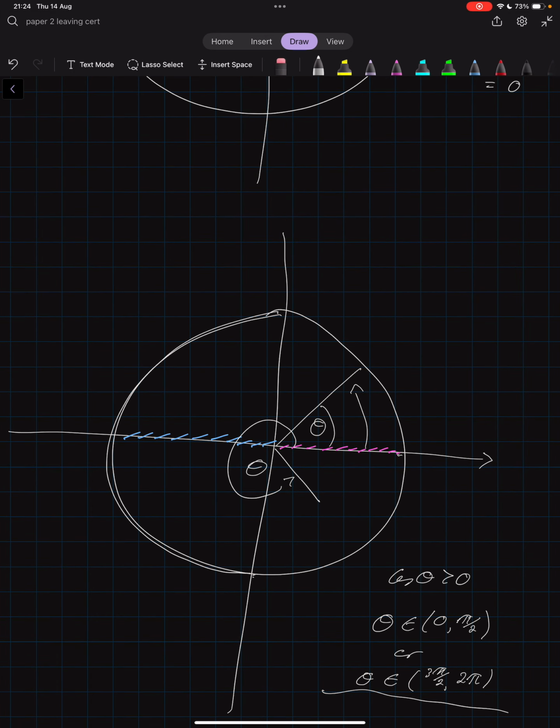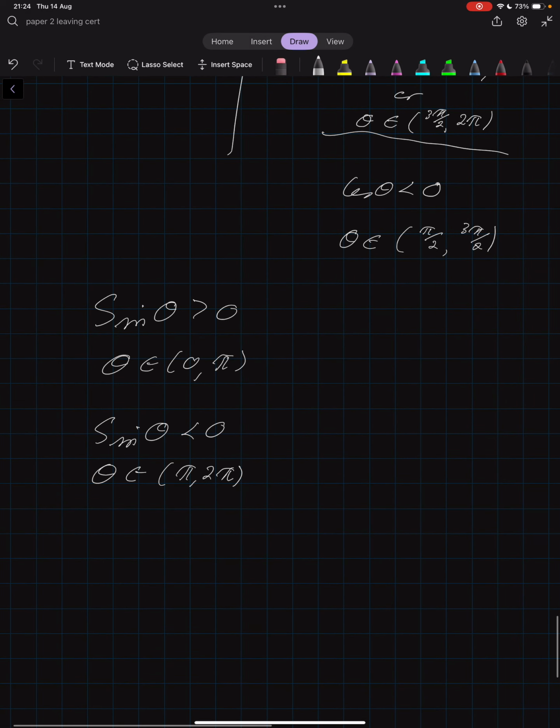Sine is like the height. So when is the height positive? The height is positive all up here, so from 0 to pi. And then when is it negative? It's just from there to there. Okay? Which is quite nice.